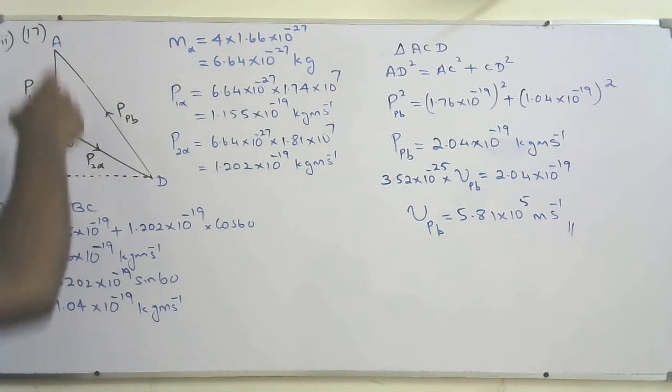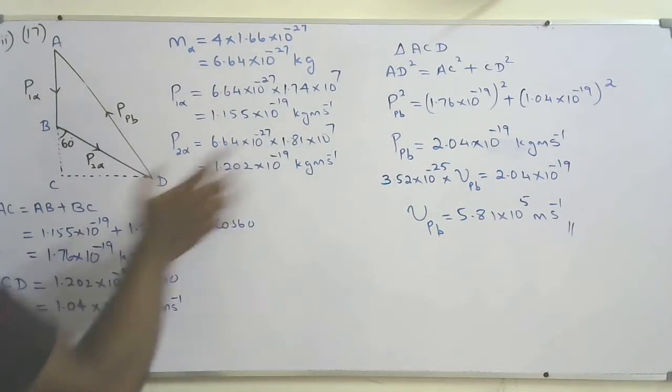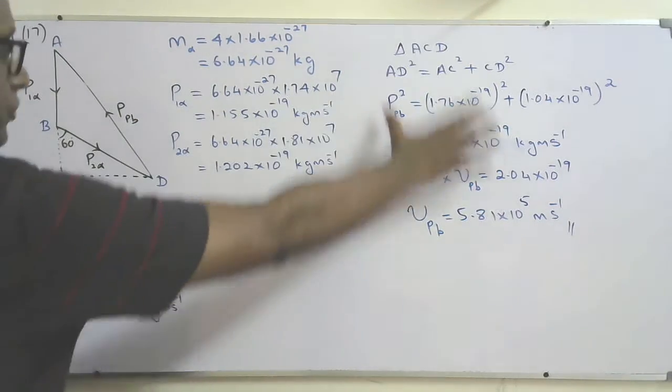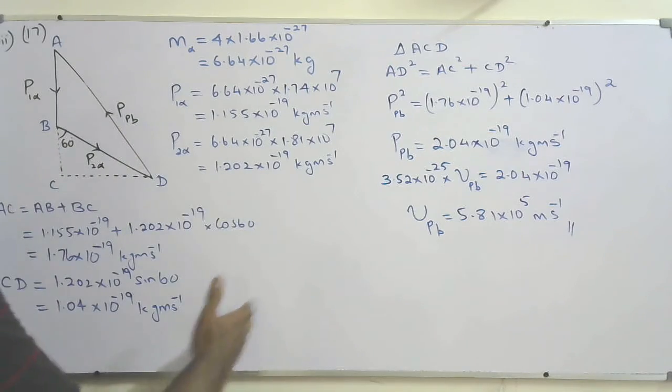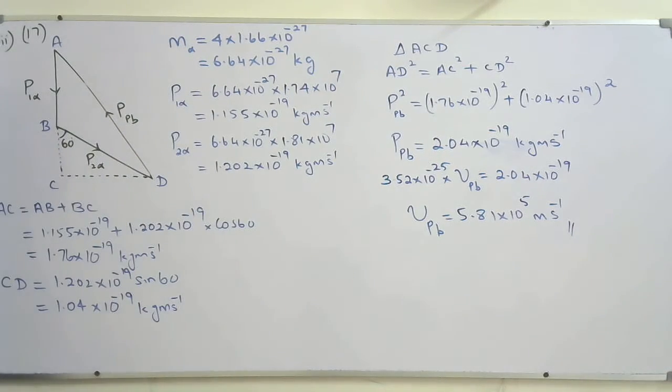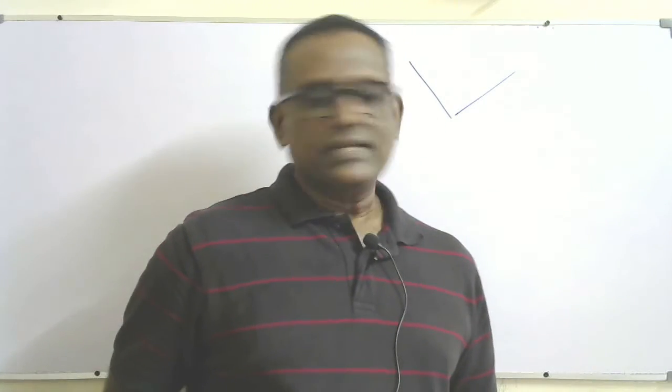So I wrote the diagram, then I wrote this one, then this one, then I wrote this one. So not in order. First this one, then this one, then that one. Okay, C part is a little difficult.